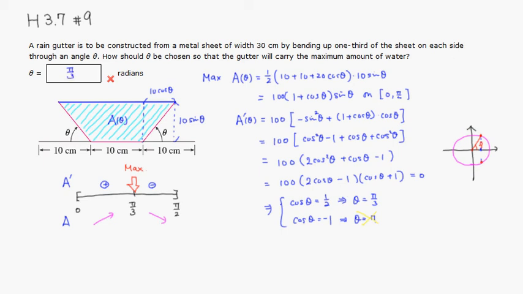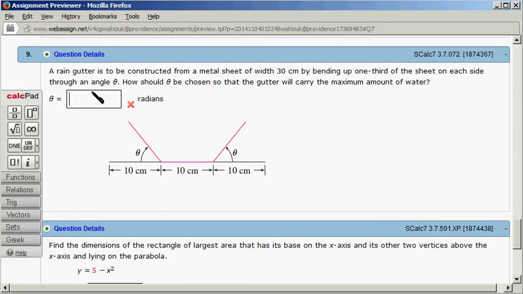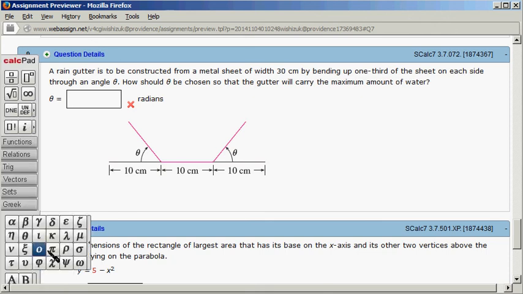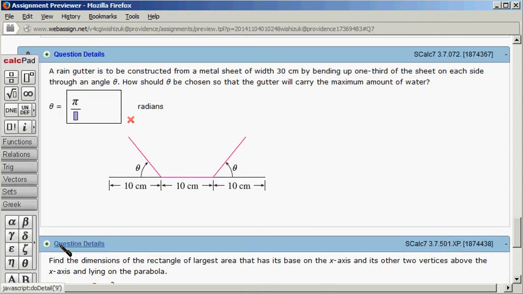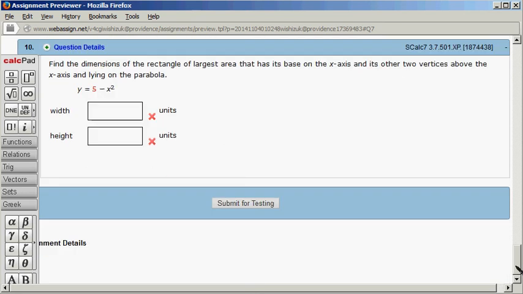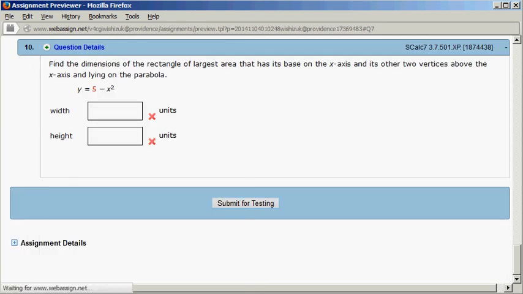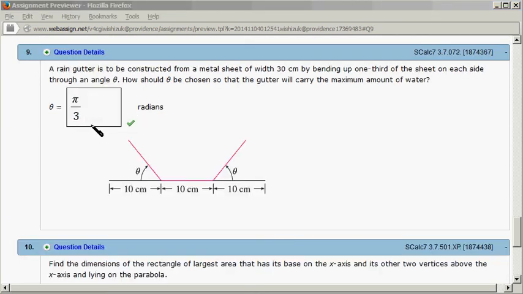Let's type it in. The answer is pi over 3. Submit for testing. It came back and looks like we got this angle correctly. That's it. I hope that this was clear.